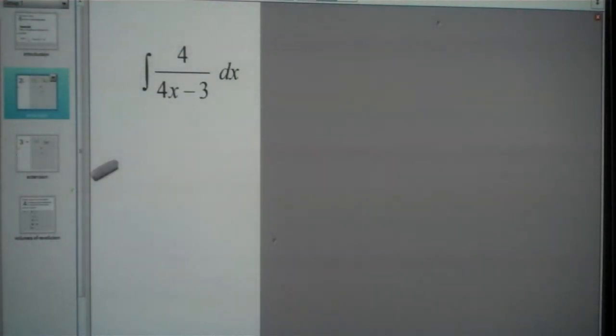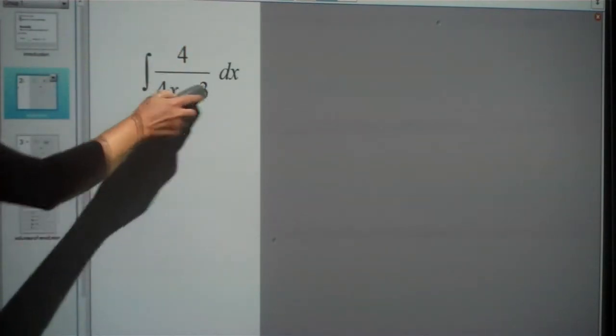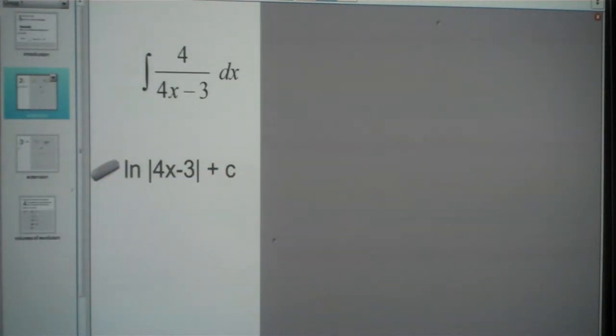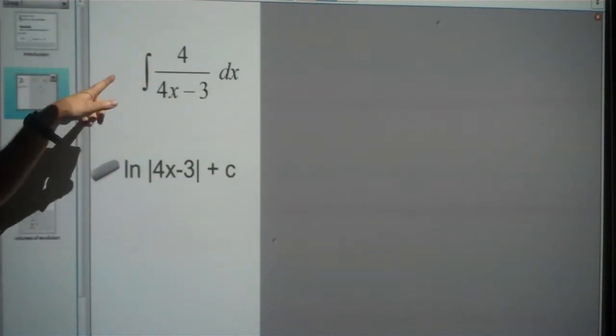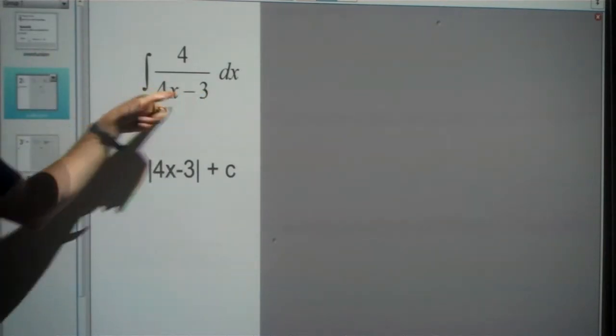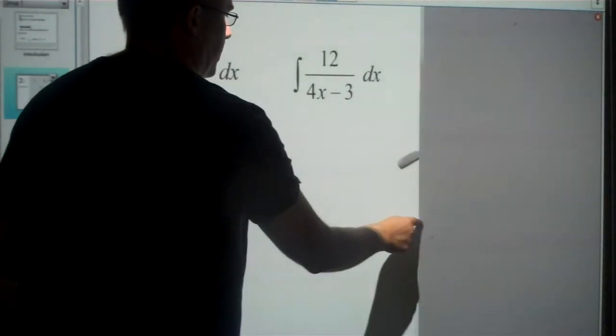So that's something that we're going to be keeping our eye out for. So if I gave this question 4 over 4x minus 3, differential of 4x minus 3 is 4. Aha, therefore this must be the ln of 4x minus 3. Now, I understand why people get confused with this, because we're doing an integration question here, but the first thing I actually did was a differential. What was the differential of this? So that's something you've got to just get your head around while you're doing these questions.